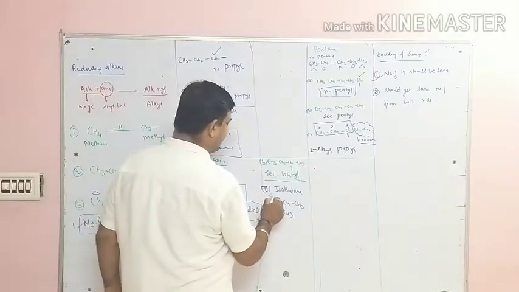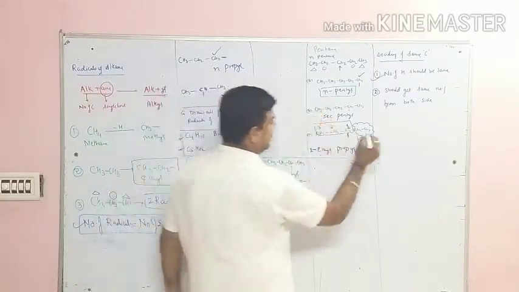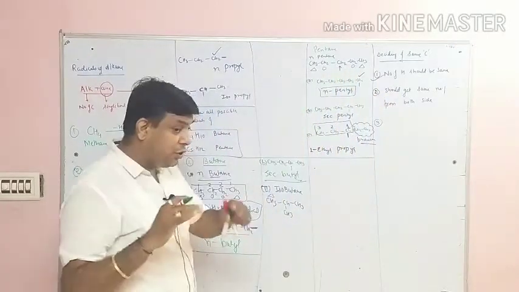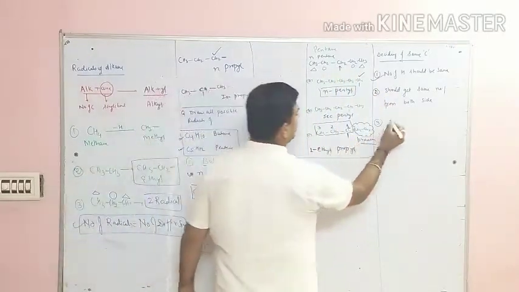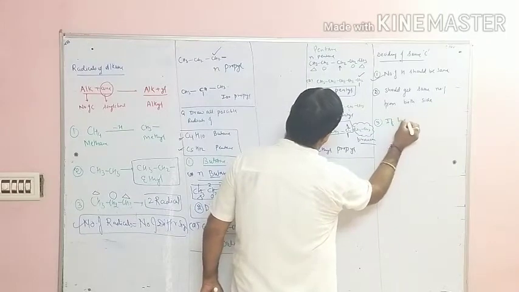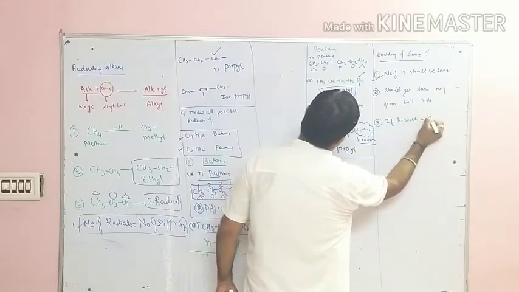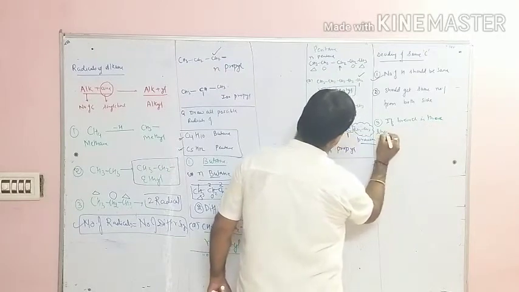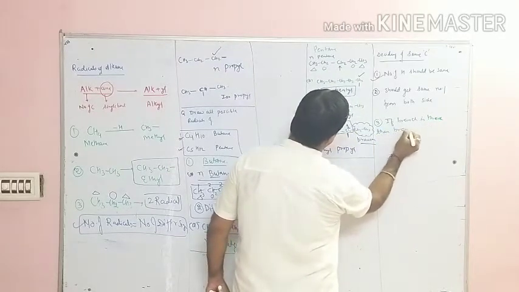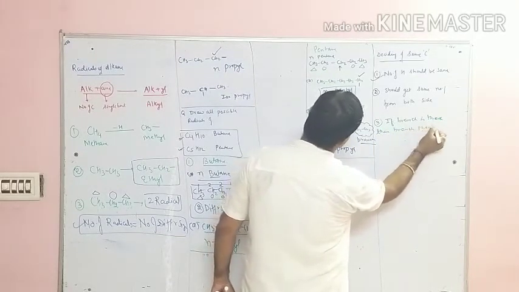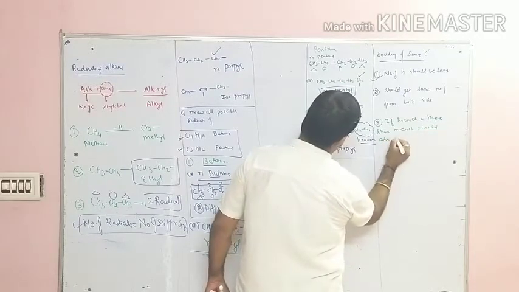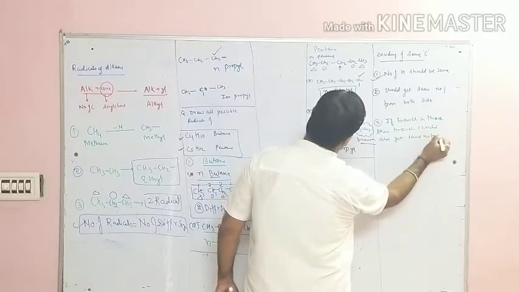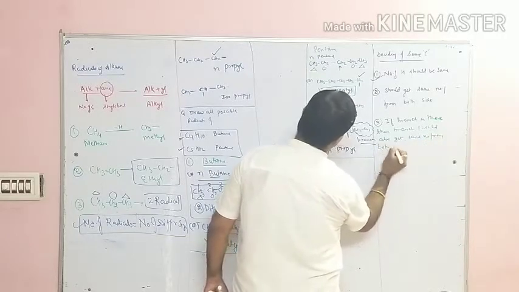It is very clear. One more condition I am writing here. Third, these were the 2 conditions required earlier. Now a new condition will develop. Third, if branch is there, then branch should also get same number from both side.